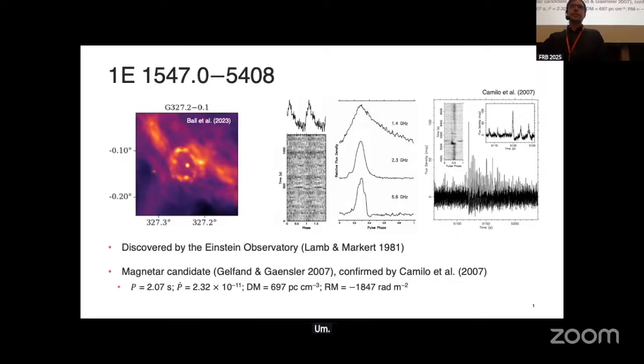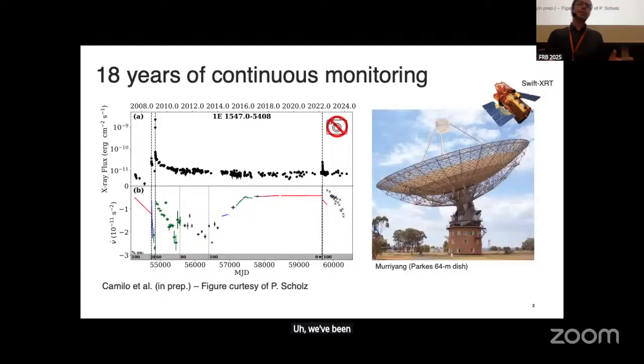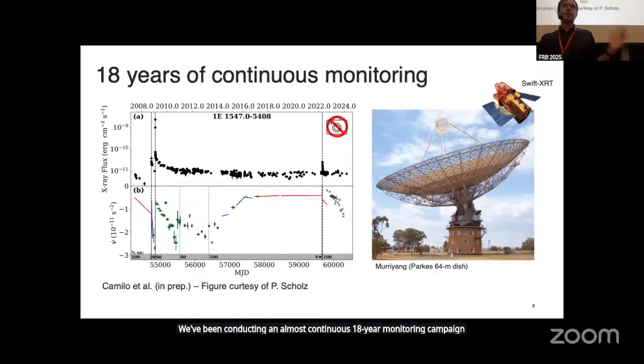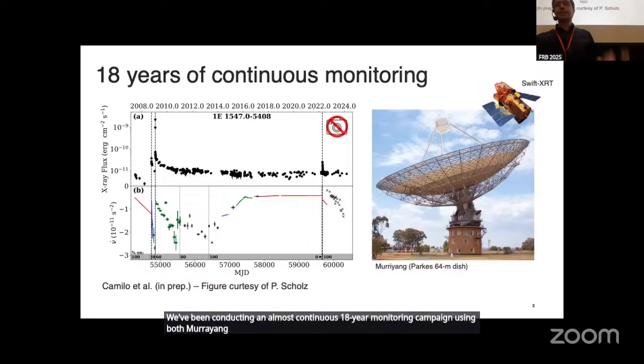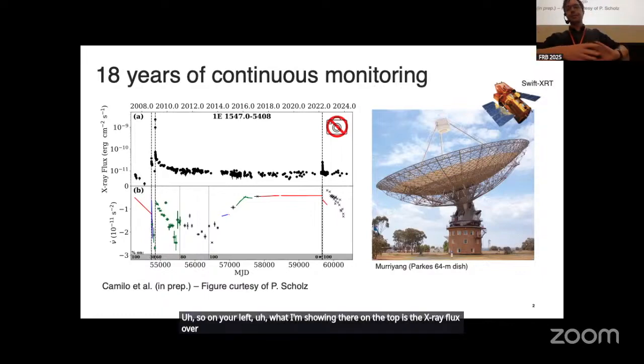What makes this magnetar a bit unique amongst the other radio-loud magnetars is that we've been conducting an almost continuous 18-year monitoring campaign using both Murriyang, the 64-meter Parkes radio telescope, and the Swift XRT. So on your left, what I'm showing there on the top is the X-ray flux over a very long time span, going from 2007 all the way to about 2025.